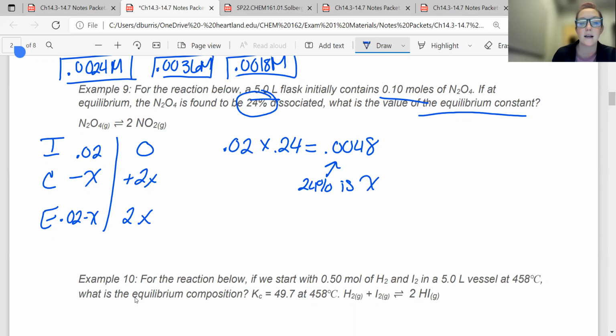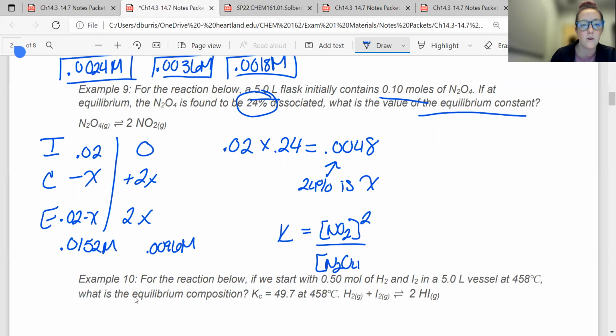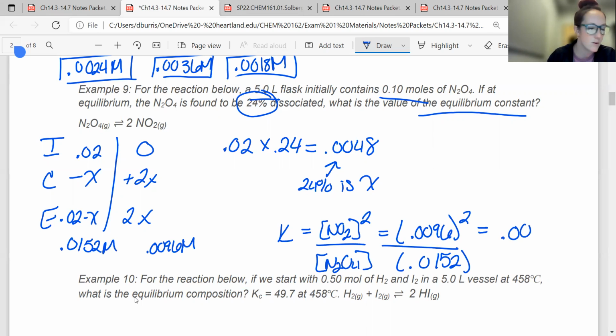Okay, so now I have x, I can plug this in, I can find each of these. So this is going to be 0.0152 molar for this one, and 2x then is 0.0096 molar, and I can plug these into my K equation. I know K is NO2 squared over N2O4. Plug these in, I got 0.0096 squared over 0.0152, should get 0.0061.